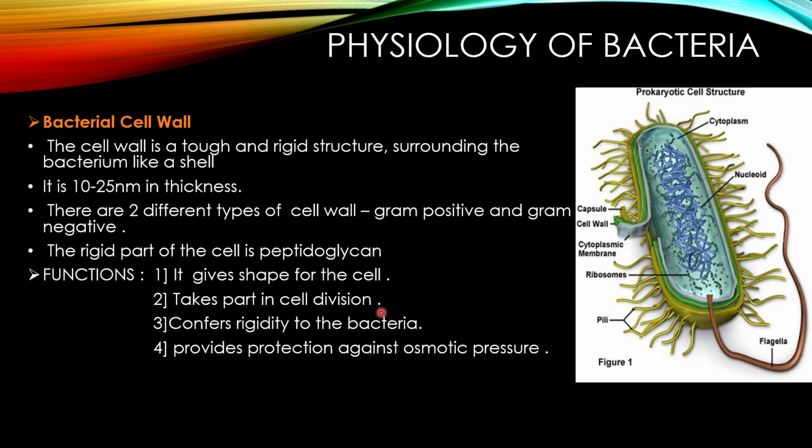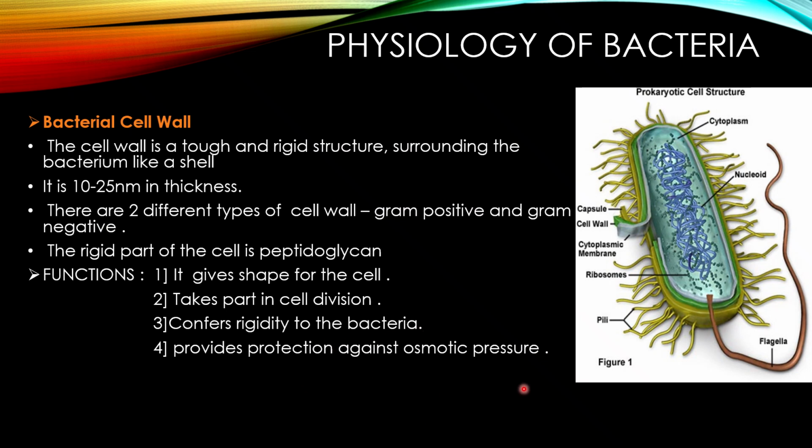Then it takes part in cell division. It is one of the important parts which takes part when the cell is dividing. It also confers rigidity to the bacteria, so it will not allow the bacteria to change shape, and it stays fixed in one particular shape. Then it provides protection against osmotic pressure.